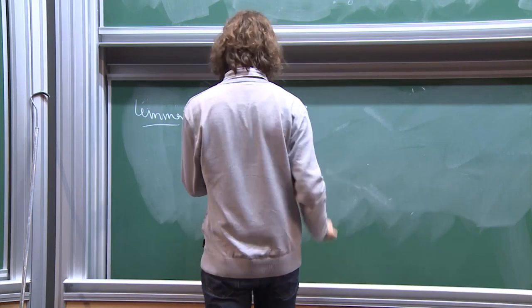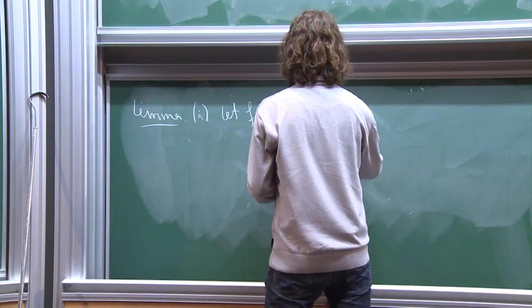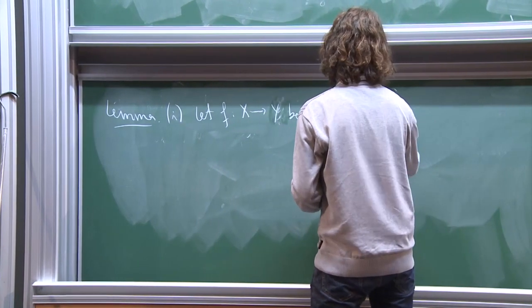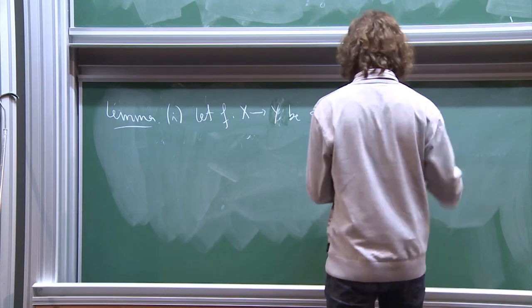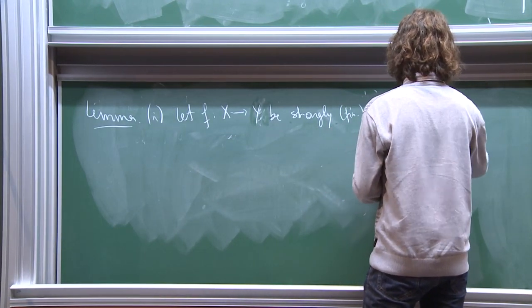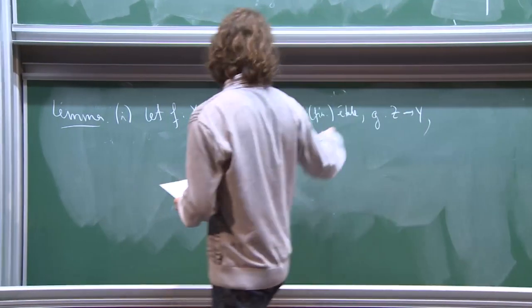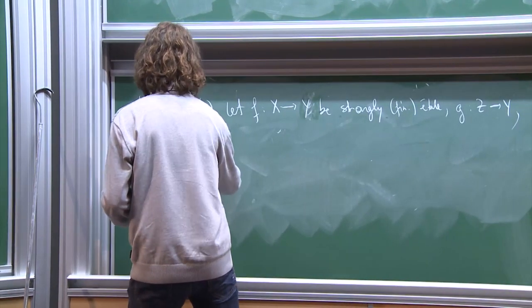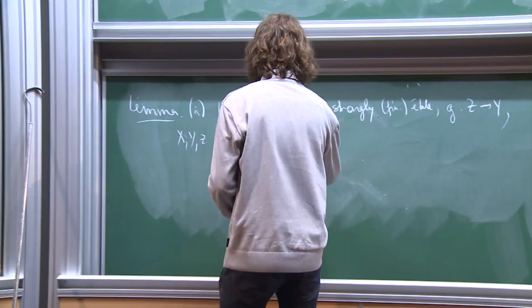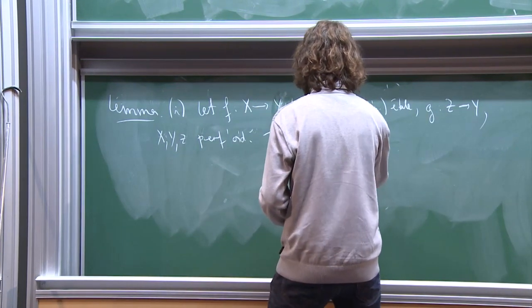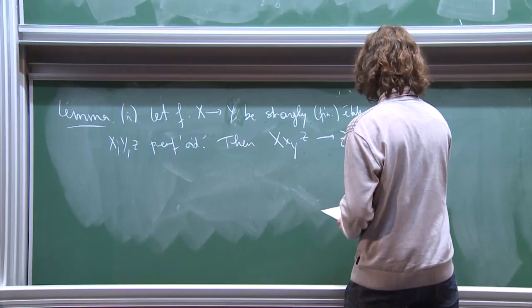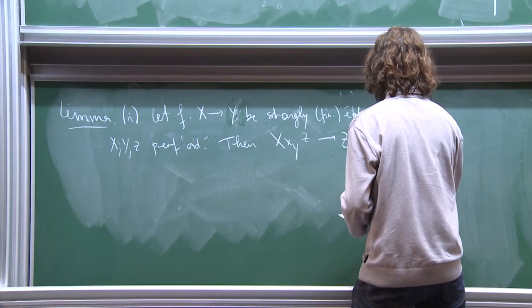So let f from X to Y be strongly finite étale, but this only a priori works under this assumption that it's strongly finite étale, and let Z be any morphism to Y, where X, Y, Z are perfectoid. Then this fiber product, X times_Y Z, to Z, exists by this previous proposition. And this map is, again, strongly finite étale.